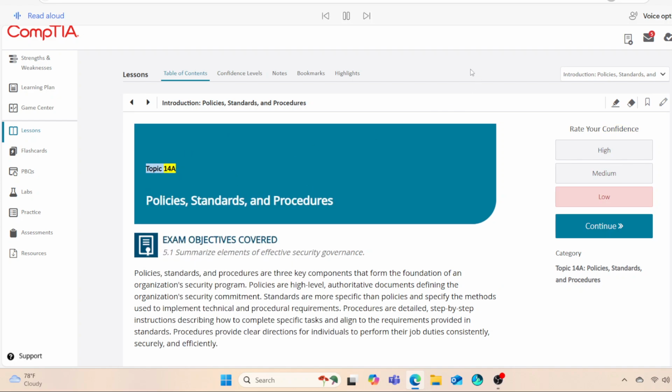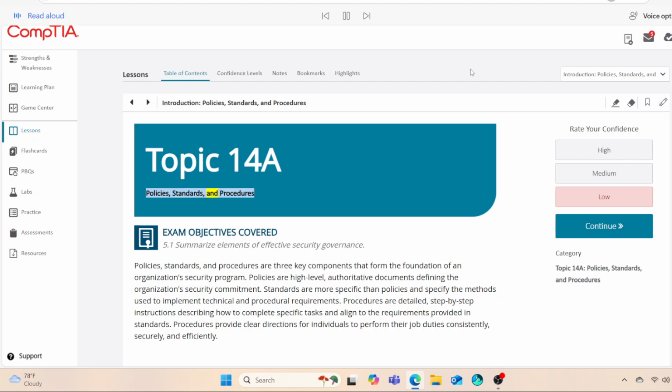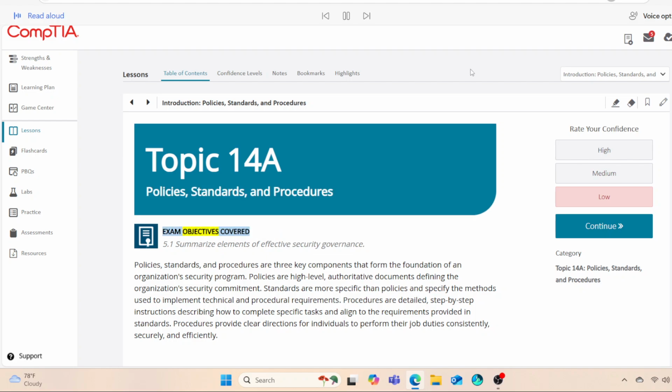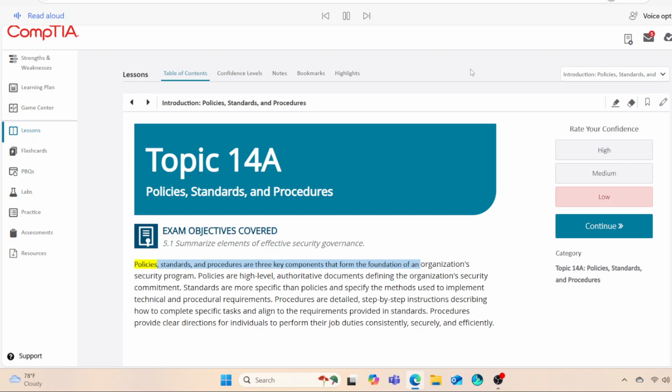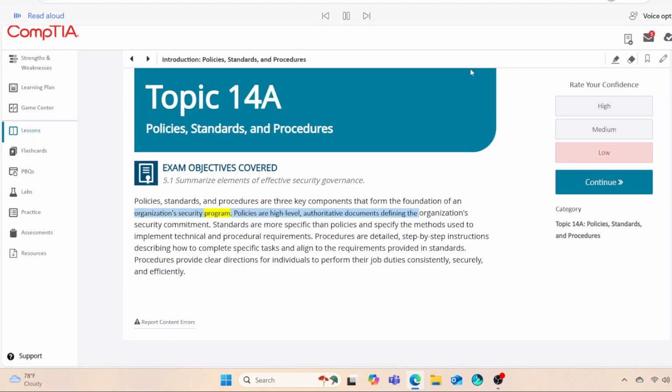Topic 14a. Policies, Standards, and Procedures. Exam Objectives Covered. 5.1 Summarize elements of effective security governance. Policies, standards, and procedures are three key components that form the foundation of an organization's security program.